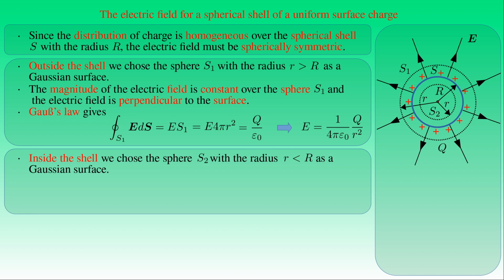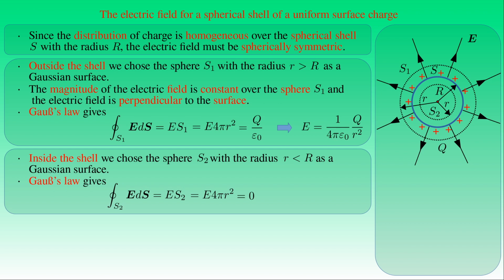The surface integral of the electric field E over the sphere S2 is equal to the magnitude E of the field over the sphere, times the surface area S2 of the sphere, where the area is given by 4 pi times r squared. Gauss's law states that the surface integral over the sphere S2 is equal to the charge enclosed by the sphere over epsilon naught, but there is no charge inside the sphere. As a result, the surface integral vanishes and so does the electric field over the Gaussian surface.